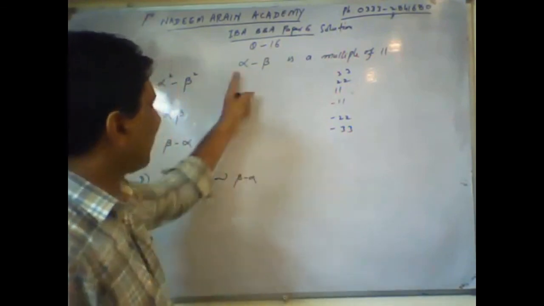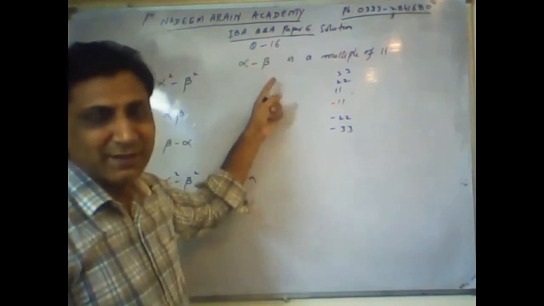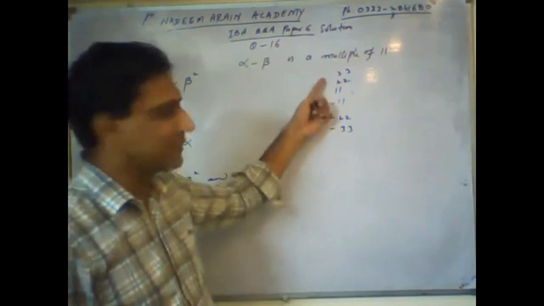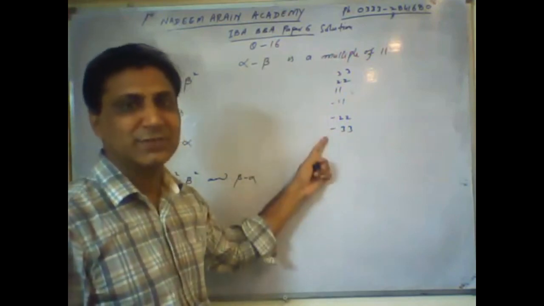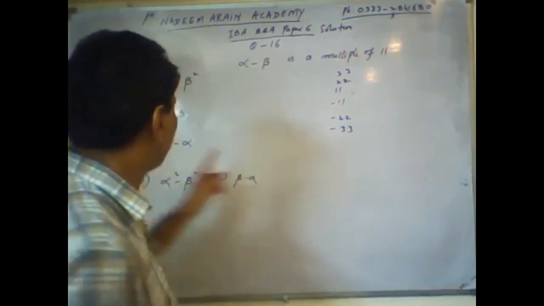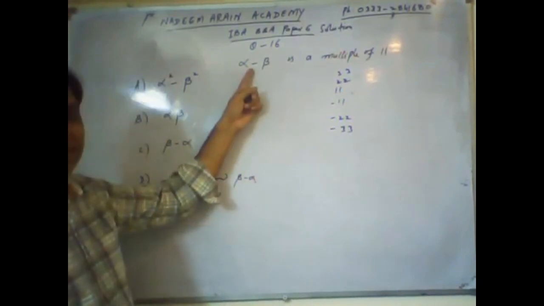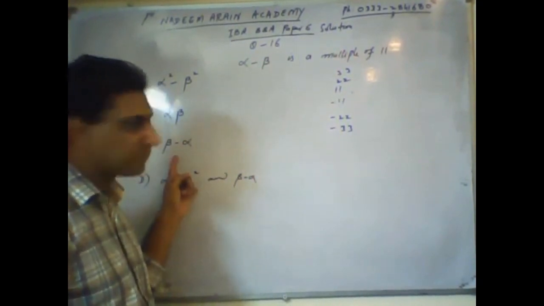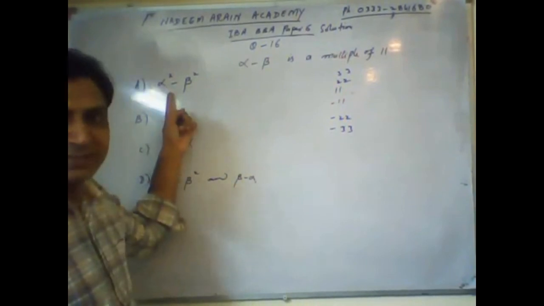So if alpha minus beta is a multiple of 11, of course beta minus alpha is also a multiple of 11, because if 22 is a multiple of 11, then minus 22 is also a multiple of 11. So one option is this: alpha minus beta is a multiple of 11, so beta minus alpha is also a multiple of 11. Then alpha square minus beta square.